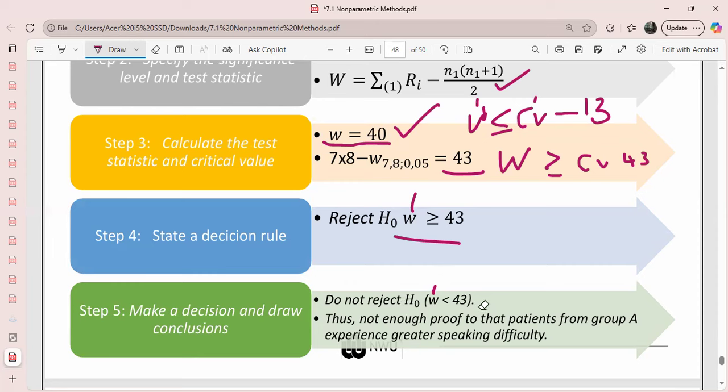Therefore, the minute we say do not reject, we don't have enough evidence or not enough proof that the patients from group A experience is greater than the one for, I think, group B.